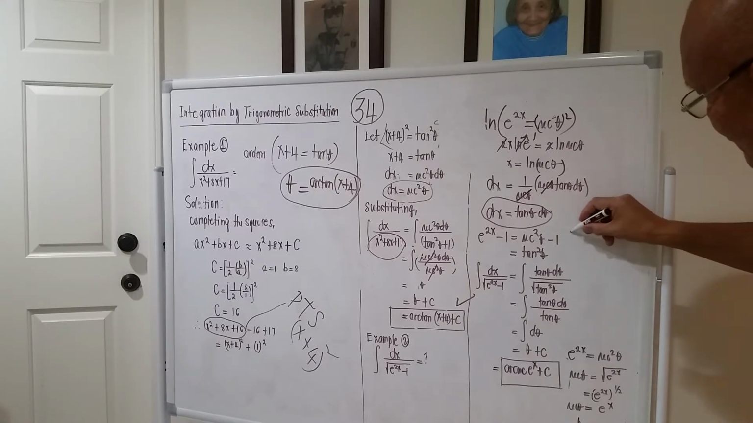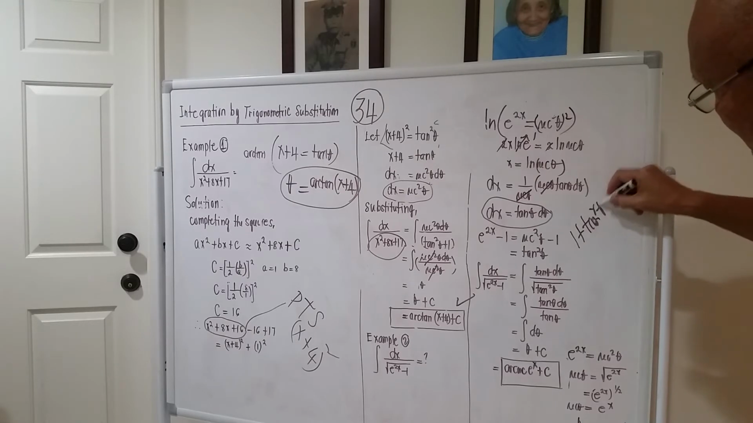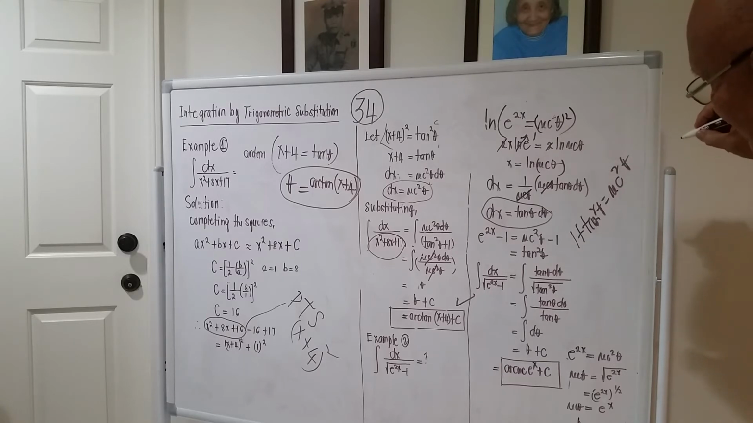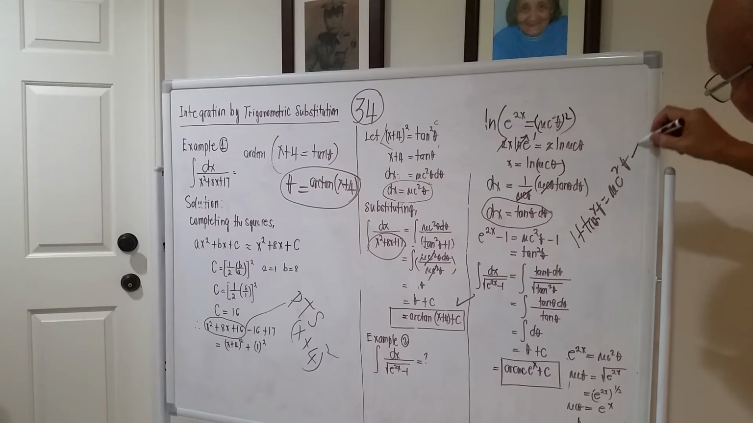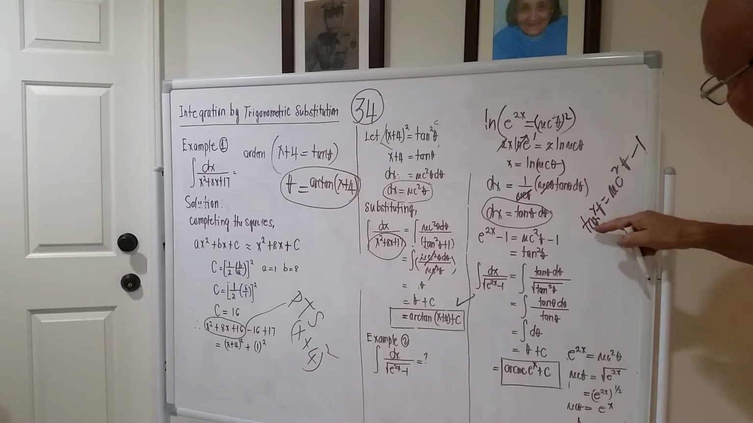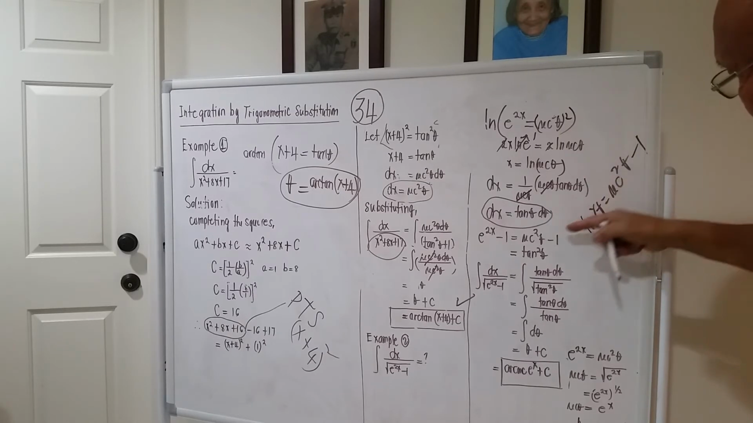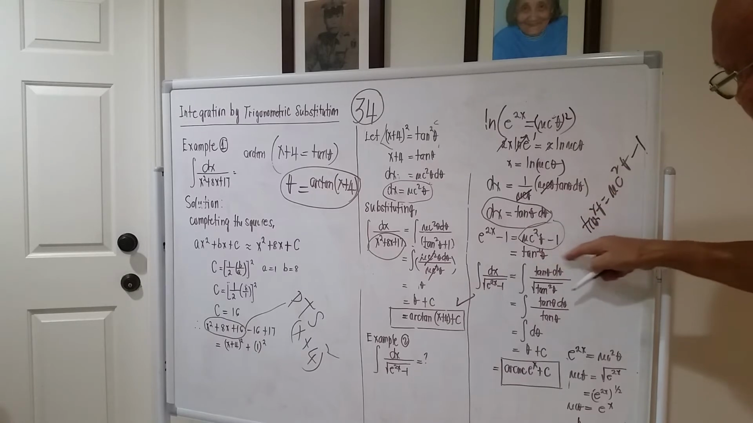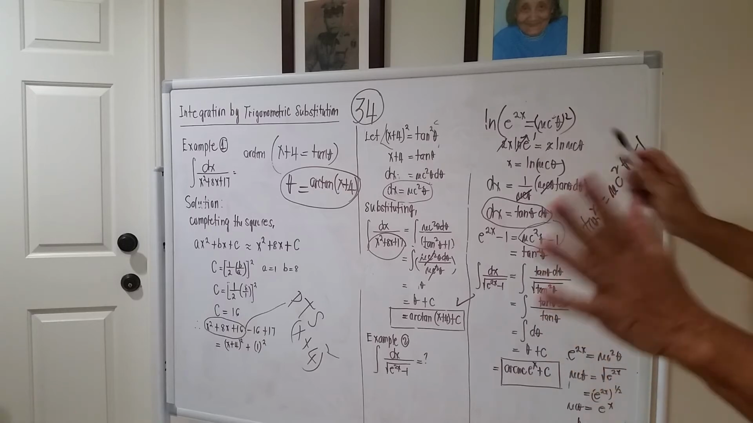But 1 plus tangent square of theta equals secant square of theta. If we put this on the right, this will be minus 1. This is gone, right? So tangent square of theta is secant square of theta minus 1. So we could replace this by tangent square of theta. Let's go back now to the original problem.